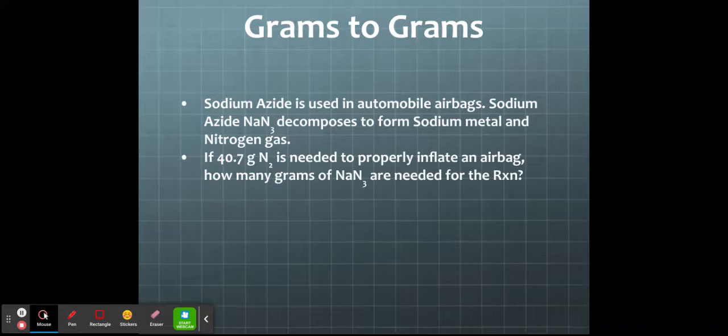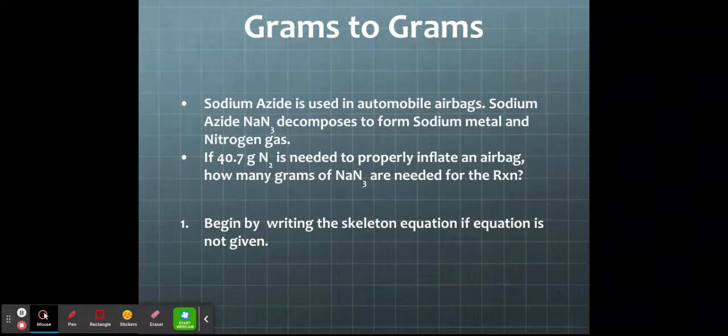Sodium azide is used in automobile airbags. Sodium azide, which is NaN3, decomposes to form sodium metal and nitrogen gas. Nitrogen gas is the gas that is used to fill the airbag in the car in the event of an accident. If 40.7 grams of nitrogen is needed to properly inflate an airbag, how many grams of NaN3 are needed for the reaction? So here we have our given, which is 40.7 grams of N2, and our wanted is how many grams of NaN3?